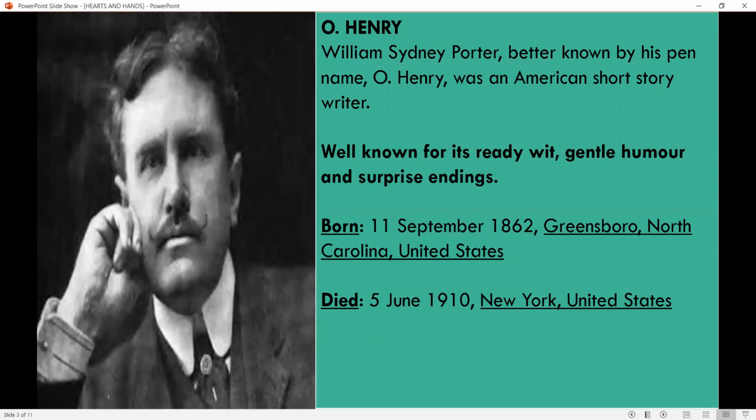O. Henry is the pseudonym or pen name of William Sidney Potter. William Sidney Potter is his original name, his real name, and he was an American short story writer. I'm sure you have read at least one short story of his. Let's come to that later. Now, his short stories are well known for their ready wit, gentle humor, and surprise endings. Always an unexpected ending you can expect in his short story, right?